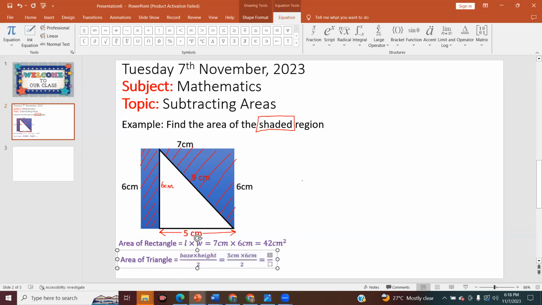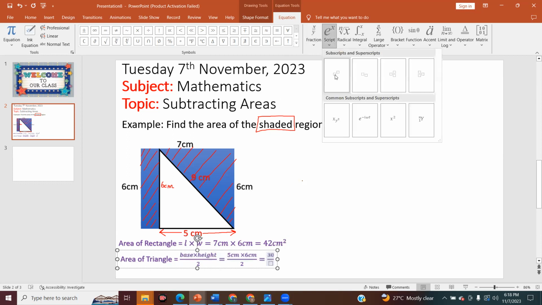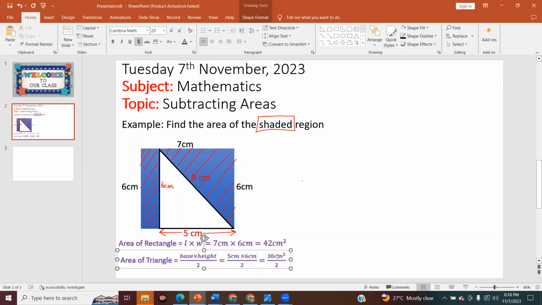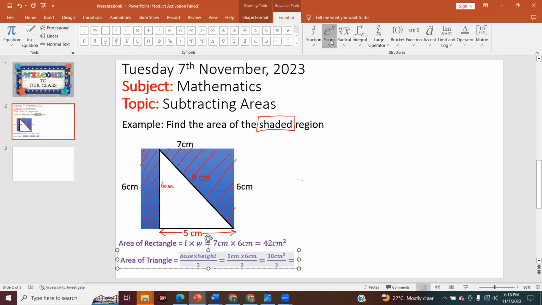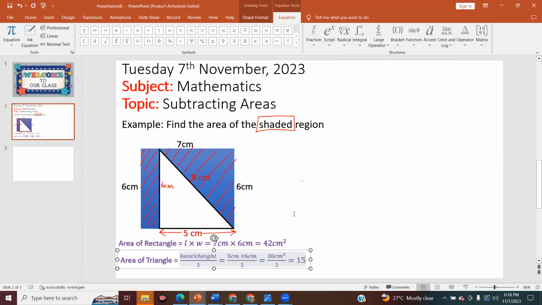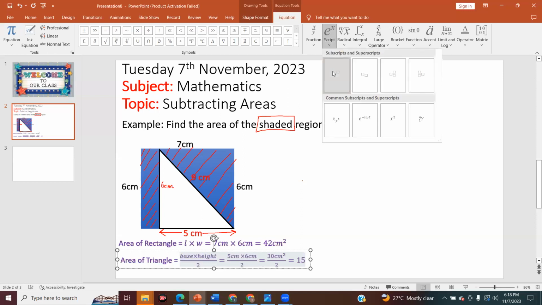I have to work that out. So work it out. Anyone know it by heart? 30 divided by 2? 15. 15, very good. So 30 centimeters squared divided by 2 is going to be 15 centimeters squared.